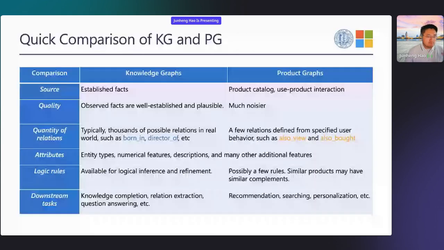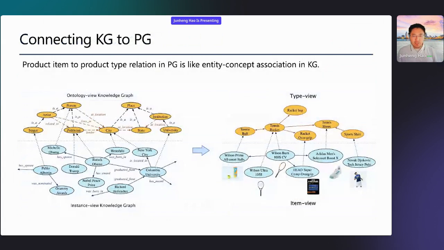A quick note on the knowledge graphs that were previously shown versus the graph that we just created. It's somehow very different, but it's still comparable in various aspects, such as source, their quality, and their relations, whether they are thousands of relations or manually defined relations, attributes, whether logic rules are applicable, or downstream tasks. So at least something is shared here.